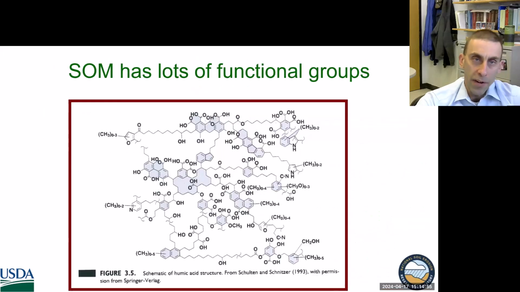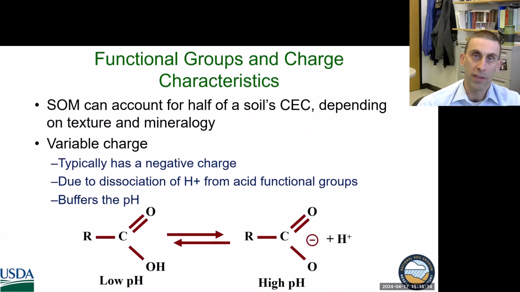So soil organic matter has a lot of functional groups, in quantity and in different types as well. This is just a sketch of a generic humic substance, just to show you that they do have many different types of functional groups on there, and they're doing things. Those acidic functional groups are particularly important because they provide a variable negative charge. Specifically, as the pH goes up, they become more negatively charged. They can hold more cations.